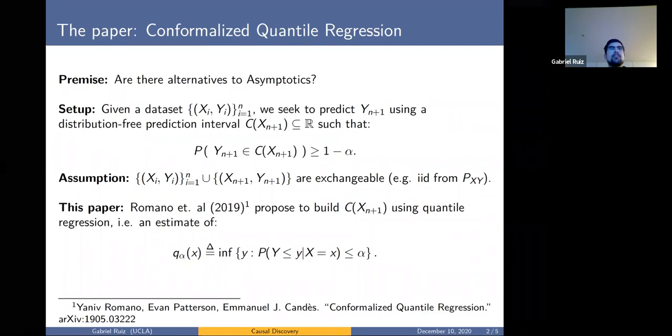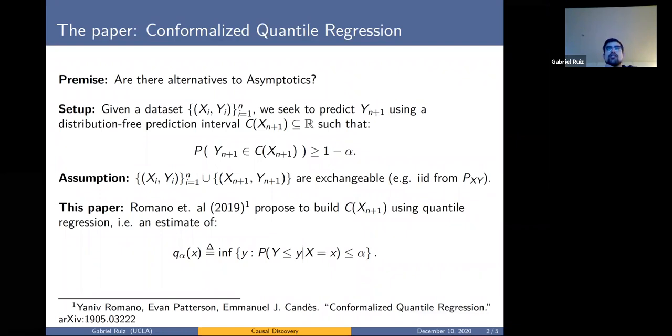So the setup is that you're given a data set of pairs x_i and y_i. x_i is a predictor variable and y_i is a response that you're trying to predict. Your data set is of size n. So we seek to predict the next unseen response, y_{n+1}, using a distribution-free prediction interval, which takes as input the (n+1)th predictor variable, and which was built using the data set.